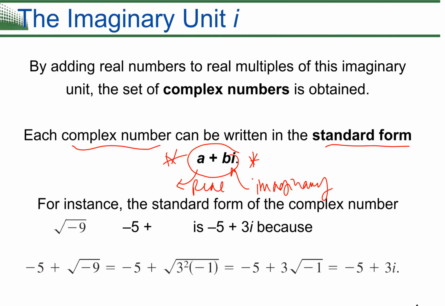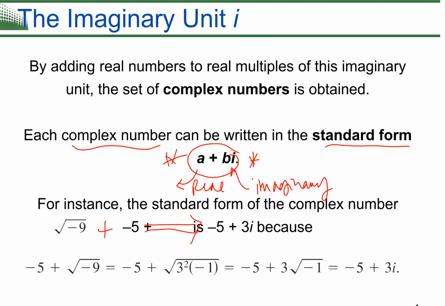And so many times there's going to be some problems that you're going to work and it'll say write in standard form, and it may be just simply as making it look like a plus bi. Or it may take it a step further and have you actually do an operation on it. We'll get to that in just a minute. So we're going to take something and we're going to figure out how is the square root of negative 9 plus negative 5, how is it equal to negative 5 plus 3i?